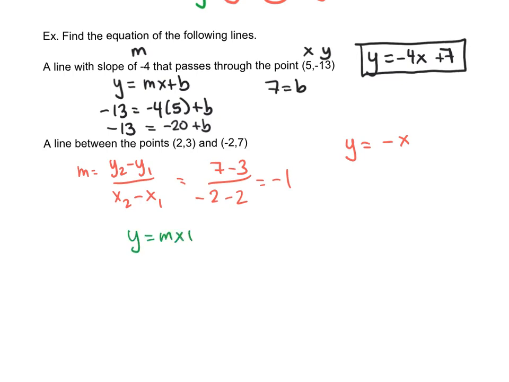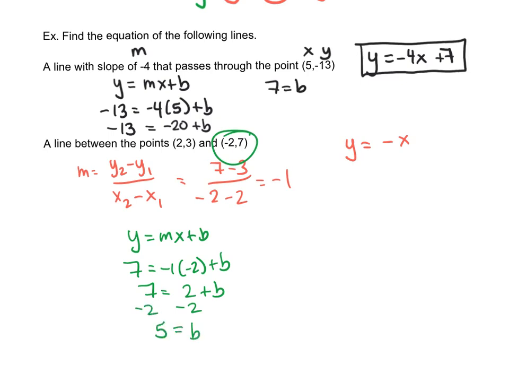y equals mx plus b. Now, I actually have 2 points of x and y, so I can pick either one. Just for fun, I'll pick this one. So I have 7 equals -1 times -2 plus b. That's 7 equals 2 plus b, and then I'll subtract 2 from both sides. So b equals 5. So my final equation is going to be y equals -x plus 5.